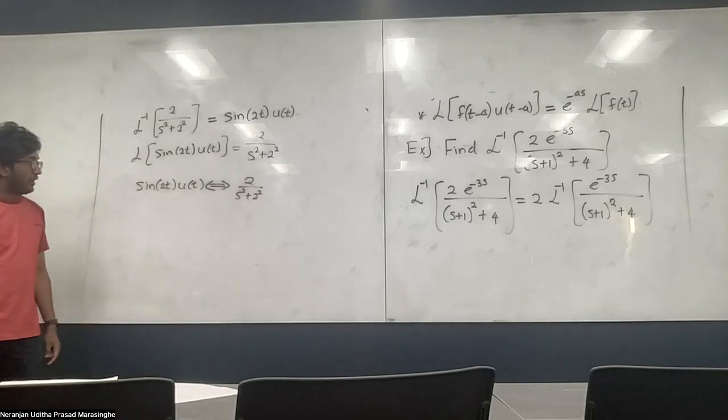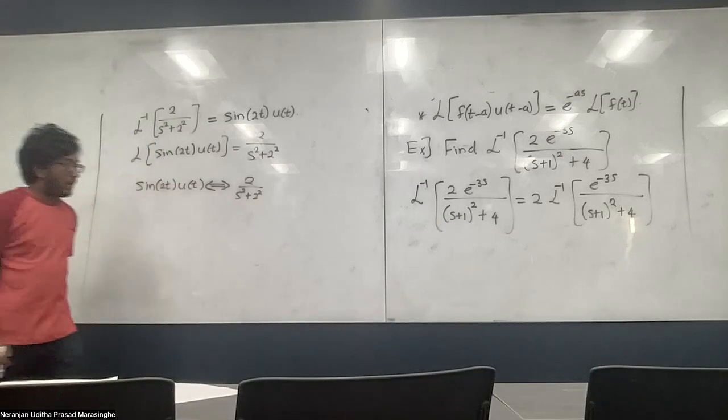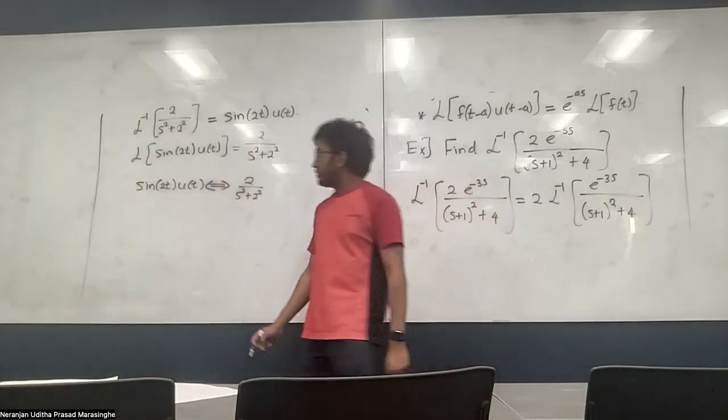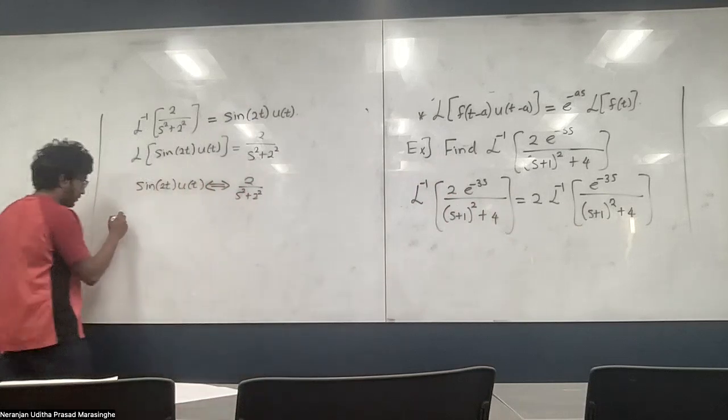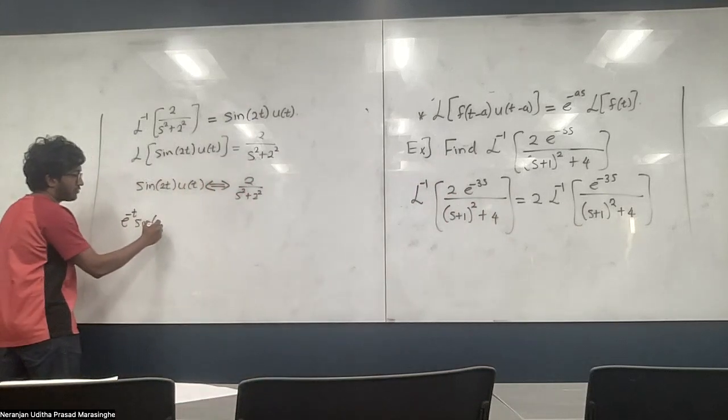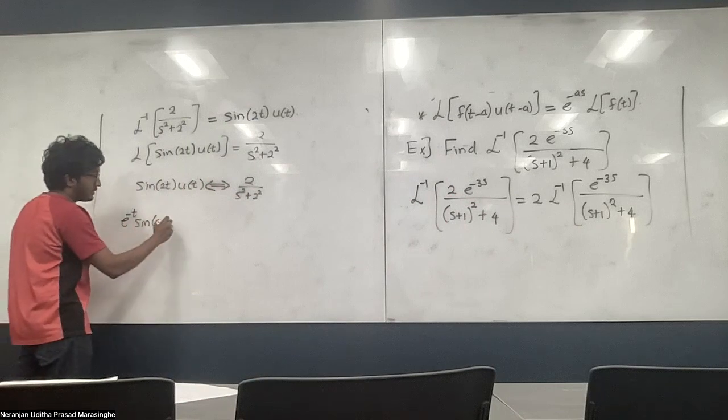Okay, right. Now I can see this s plus 1. So I would do multiplication by e to the minus t. So what is the Laplace transform of e to the minus t sine 2t u(t)?